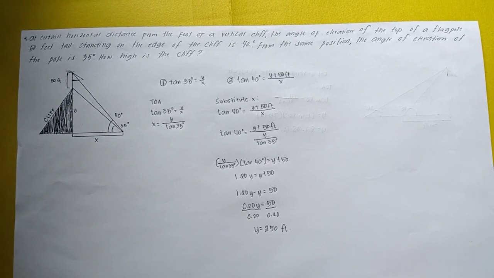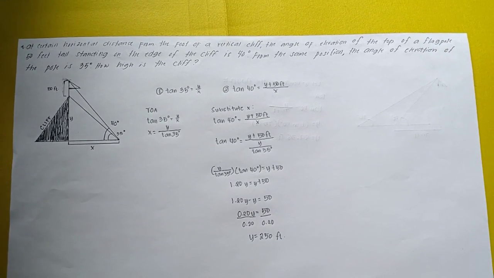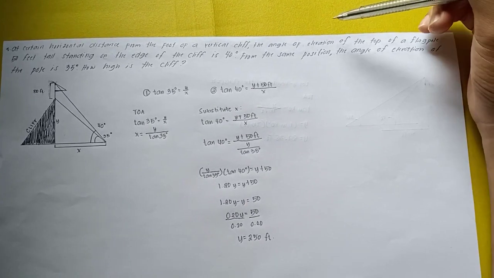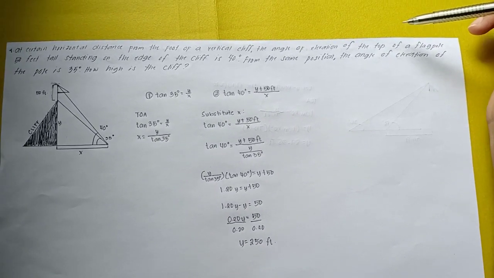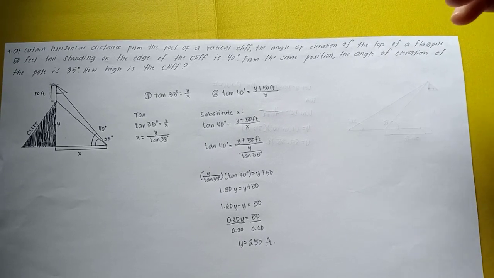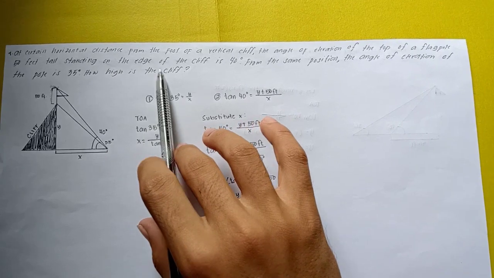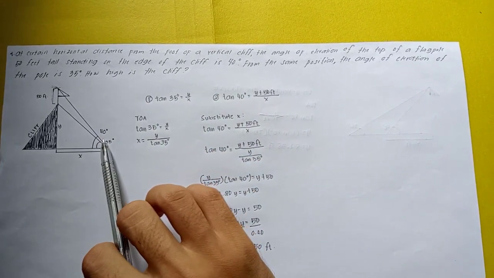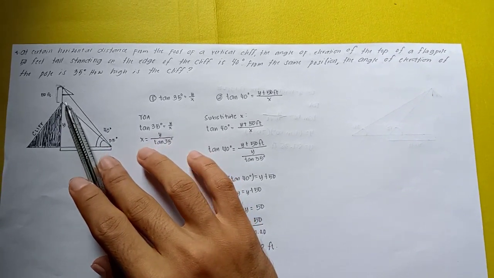So we're already at the first problem of our trigonometry. At a certain horizontal distance from the foot of a vertical cliff, the angle of elevation of the top of a flagpole, 50 feet tall, standing on the edge of the cliff is 40 degrees. So 40 degrees is the angle of elevation, and the flagpole is 50 feet high.